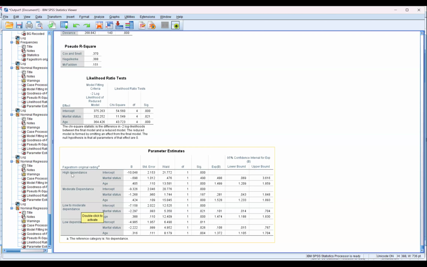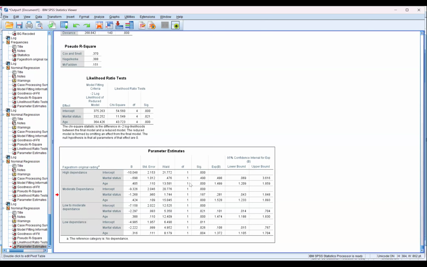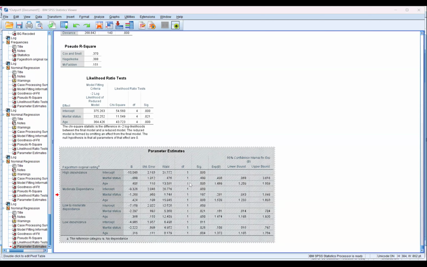If you have a look over here, high dependence and marital status is not significant. High dependence and age is found to be significant. Follow me clearly, it will be a little bit confusing for you. High dependence and marital status is not significant because the p-value is 0.49. High dependence and age is found to be significant. The odds ratio is also found to be on the higher side.